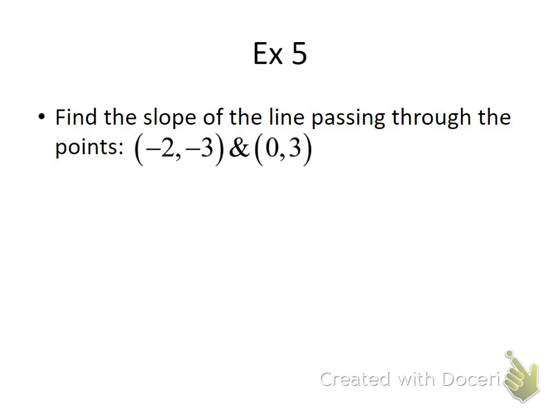Okay, so example number 5. You're given 2 ordered pairs. Now, if I gave you a coordinate plane, you could graph them and then find the slope of each point that you plotted. But I didn't do that. I just gave you the ordered pairs. So we're going to use the slope formula to determine what the slope of these 2 ordered pairs are going to equal.